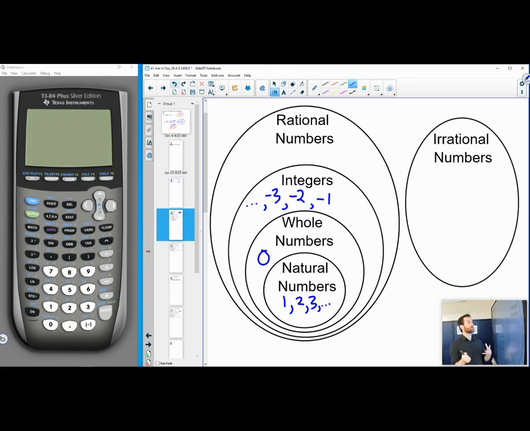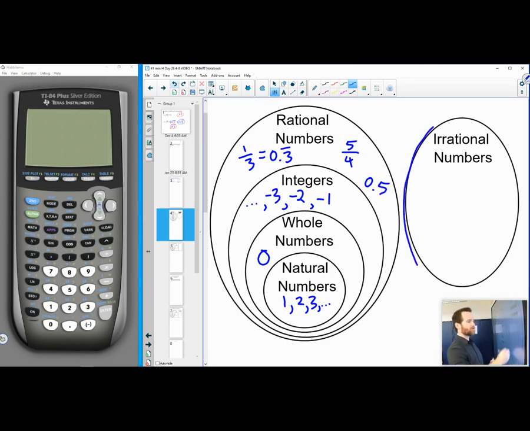And then above that, we've got rational numbers. So now we've got some decimals and fractions. So like 1/3 or 0.3 repeating. You could also have like 5/4 or maybe 0.5. Those are all examples of rational numbers.